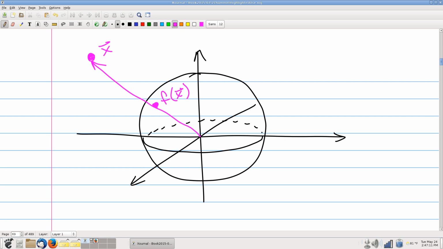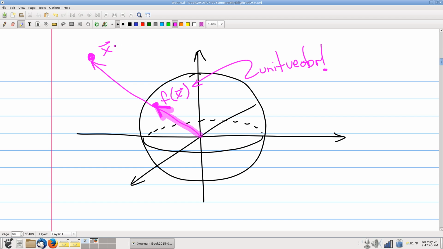And is there anything in particular that I can say about this vector f of x? Well, it's on the unit sphere. It's perpendicular to the surface at that point. That's true. But there's something else really nice about this f of x vector, and that is that it's a unit vector. Furthermore, you'll notice that it's a unit vector that points in the exact same direction as x.